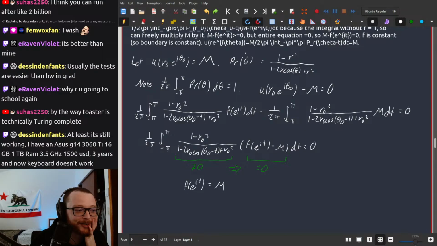The toaster is technically Turing complete. That's funny, Suhas. Not a very good reason, I just want to learn more math. There's not really a particular job that I want.